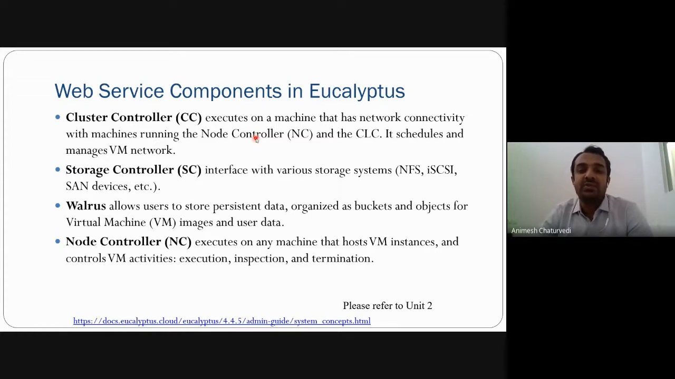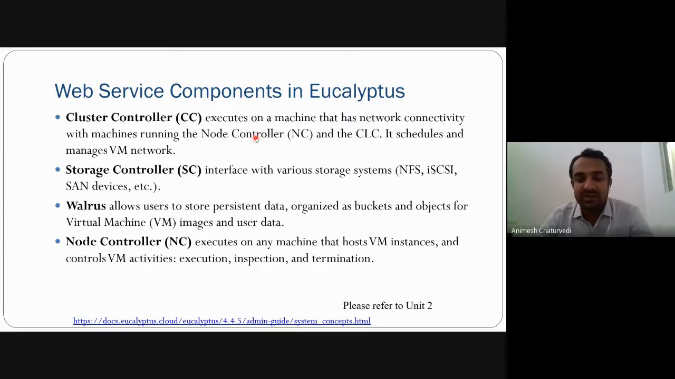The storage controller does the interfacing that helps store files, like file systems: NFS, SCSI, and SAN device file systems. These are the storage controllers. And then Walrus allows storage of persistent data. Walrus provides you the persistent data storage platform. It helps with bucket and object based storage of how virtual machine images and user data can be managed in Walrus.